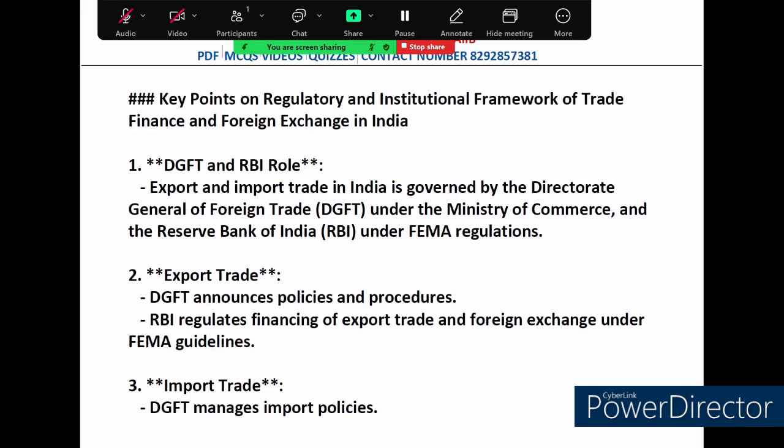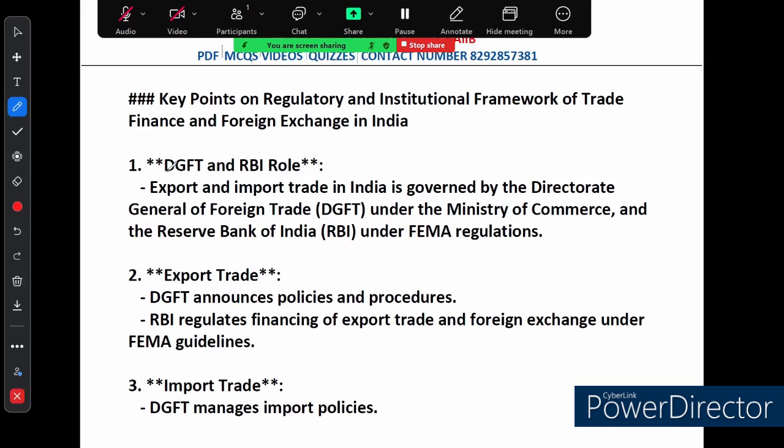So let's begin with. If you have ever wondered how India manages its international trade and foreign exchange, this particular slide will break it down for you in the simplest way possible. We are going to talk about key organizations like DGFT, RBI, and how they regulate export and import trade in India. First up, the big players: the DGFT and the RBI.